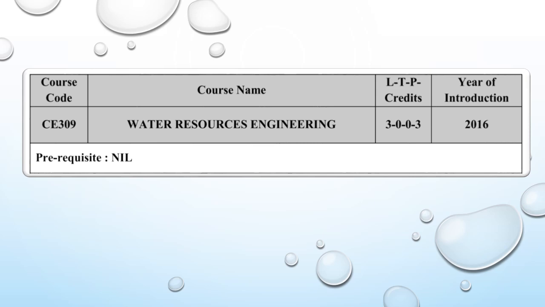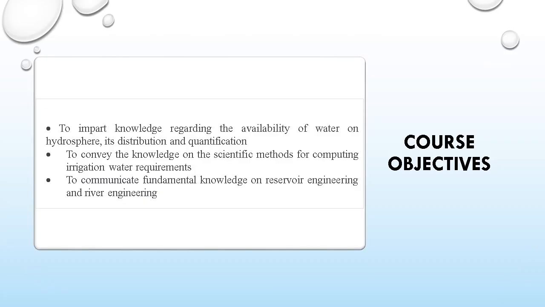This is a 3-credit course and the main objective is to impart knowledge regarding the availability of water on the hydrosphere, its distribution and quantification, to convey the knowledge on the scientific method for computing irrigation water requirements, and to compute fundamental knowledge on reservoir engineering and river engineering.